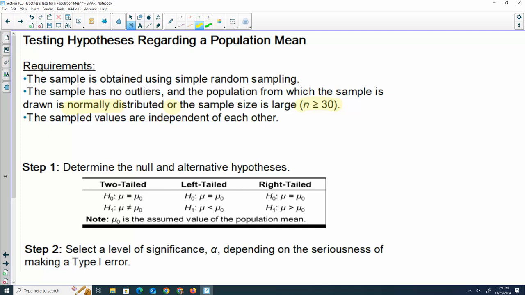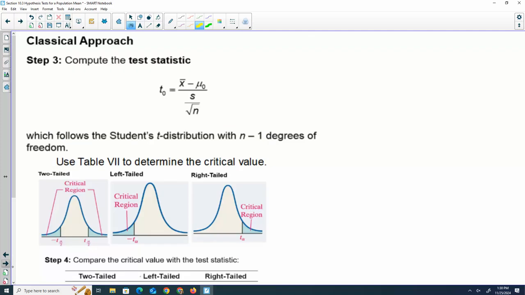So first thing, we set our null and alternative hypothesis just like we were doing Friday. The only difference is we're talking about the mean, so we'll do mu instead of the p for the proportion. Then we'll have some alpha level, which will be given. We won't have to make it up. Then we'll find our t-value, which is just like the z: our value minus the mean divided by the standard deviation.